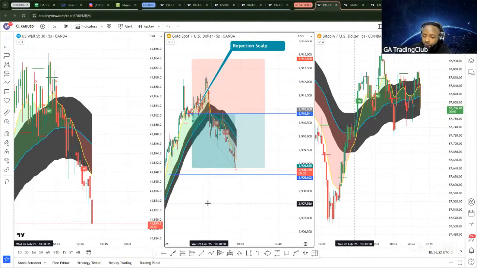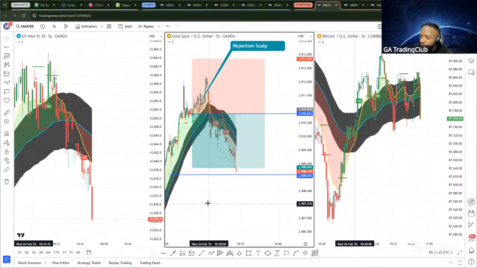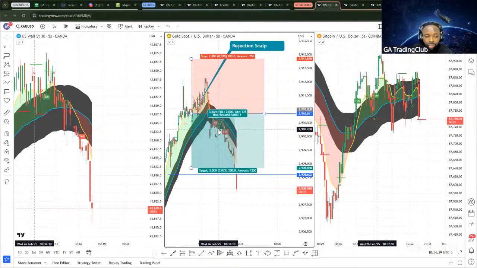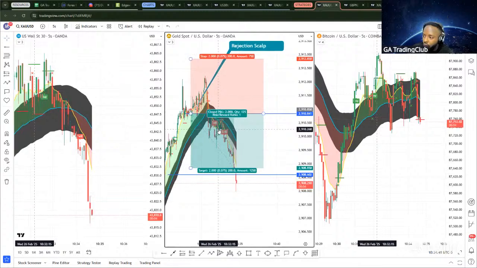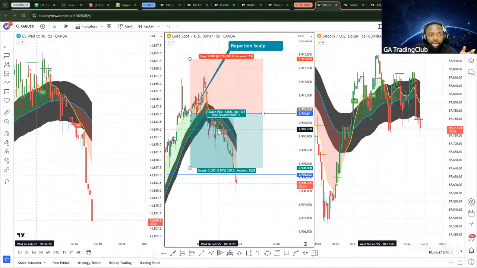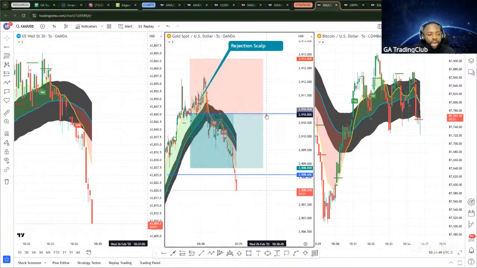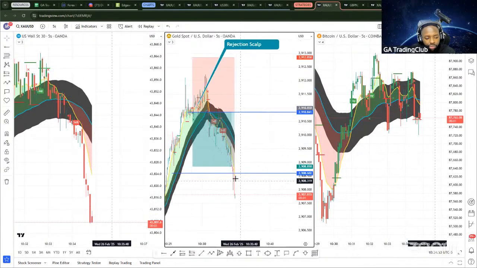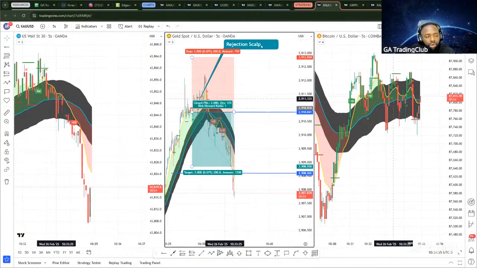So for today, it would be like a break-even day for the rejection scalp. There was one loss on US 30, one loss on gold. Both of the entries were based off of the 5 second time frame. Now you can see anybody who had a pending order at this point would have even deleted the pending order because the candle closed above.